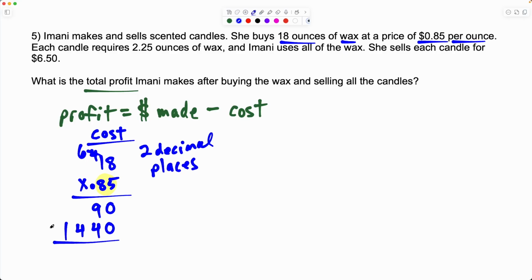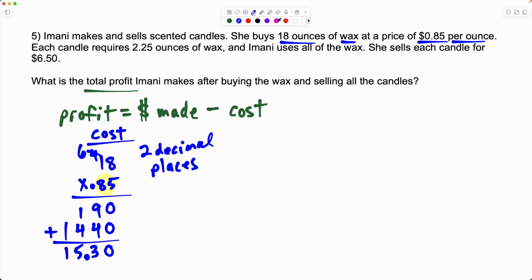And now we just add the stuff up. So 0 plus 0 is 0. 9 plus 4 is 13. We carry the 1. 1 plus 4 is 5. And then we have this 1 just carrying down here. And we have to pay back 2 decimal places. So this tells us that Imani is going to spend $15.30 to make the candles.